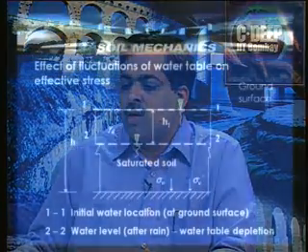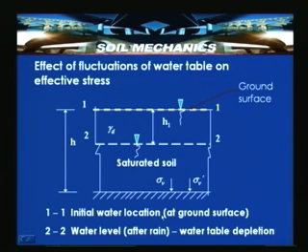But here 1-1 is the initial water level location, that is at the ground surface, and 2-2 is the water level after rain, in the sense after a long time after rain. So, depletion of the water table can take place, because the water table can rise and it can affect the effective stress. Now, in this case what we are discussing is that after a long time after heavy rain, there will be a depletion of the water table. So, 1-1 is the initial water level location before rain.